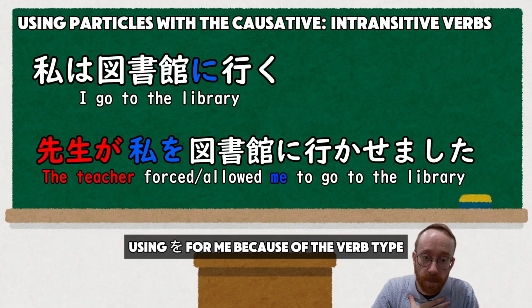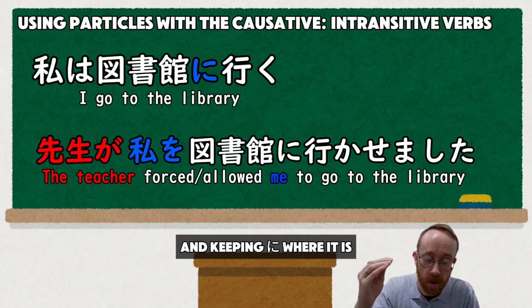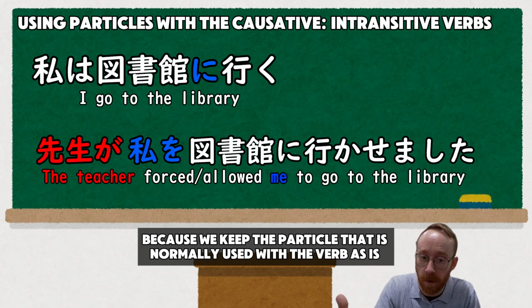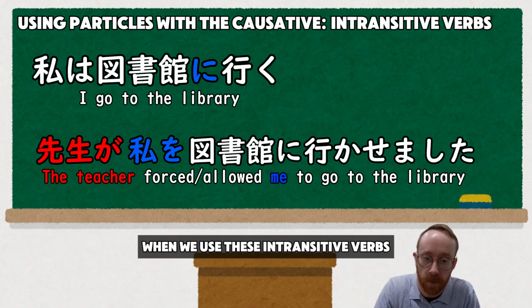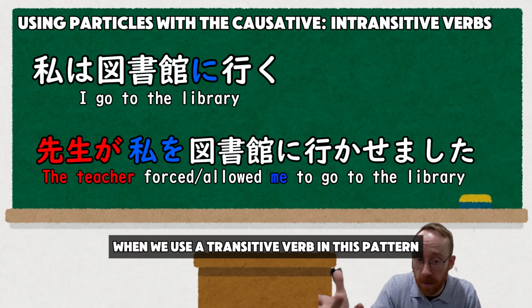Using o for me because of the verb type, and keeping ni where it is because we keep the particle that is normally used with the verb as is when we use these intransitive verbs. Just like how we use o normally when we use a transitive verb in this pattern.